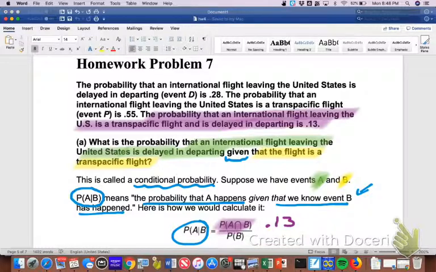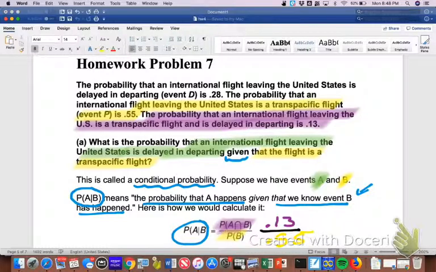Then for the rest of the formula, we divide by the probability of event B happening. Event B, my bad, should be yellow. The probability that the flight is a trans-Pacific flight is right here: 0.55. So we are going to take 0.13 and divide it by 0.55.